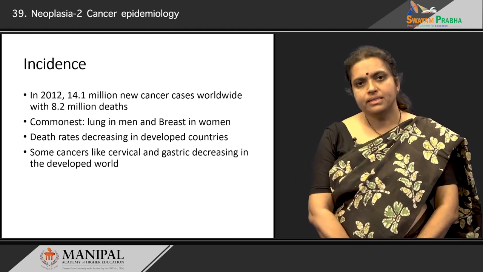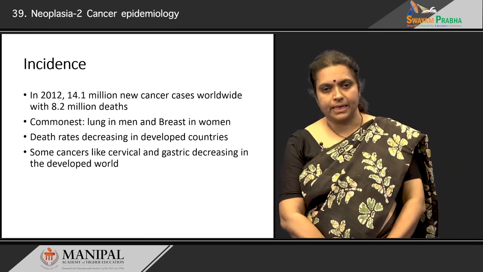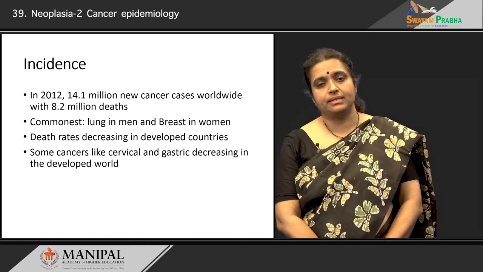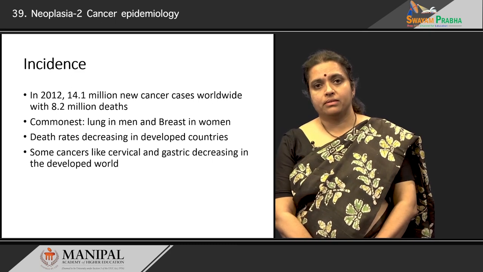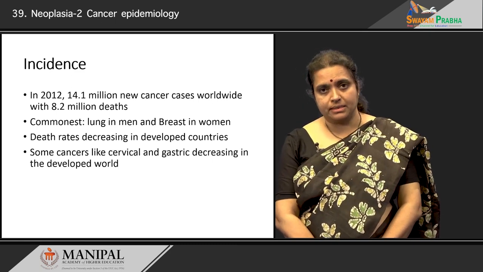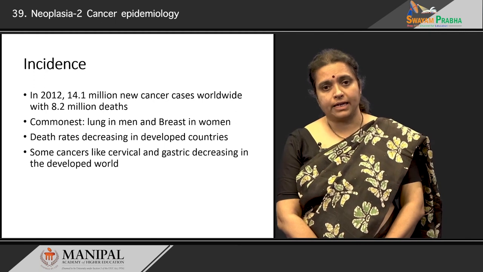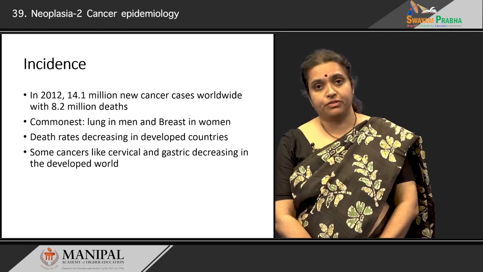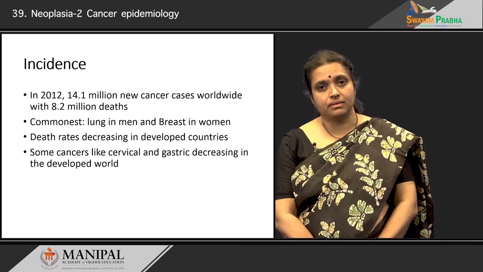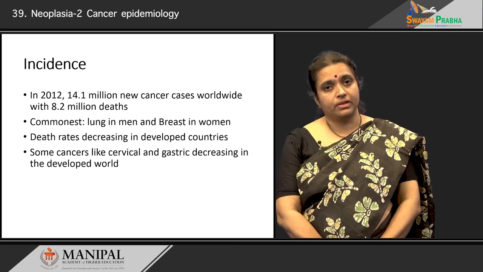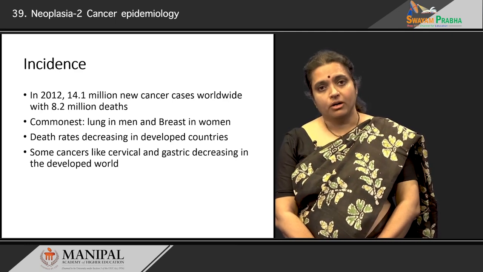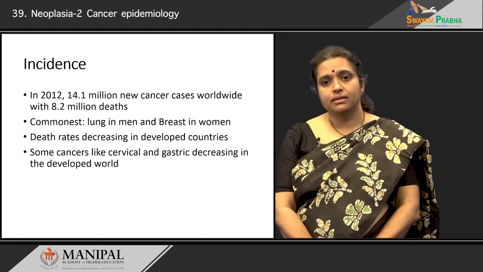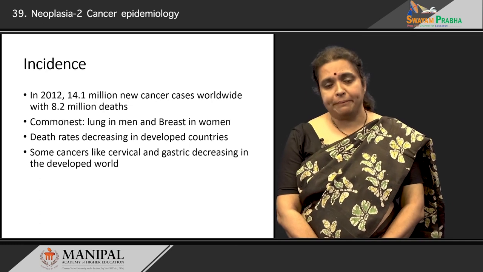Now, we will look at the incidence of cancer worldwide. In 2012, there were 14.1 million new cancer cases worldwide, with nearly 8.2 million deaths. This is the WHO data on cancer. You can see that more than 50% of people who develop cancer die due to the disease. So, it is a very high mortality. The commonest cancer among men is lung cancer in the 2012 data, and breast cancer in women.